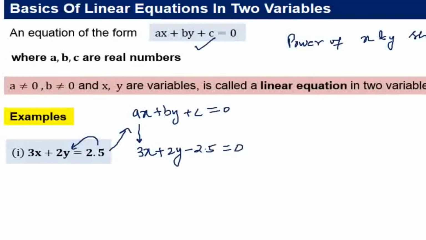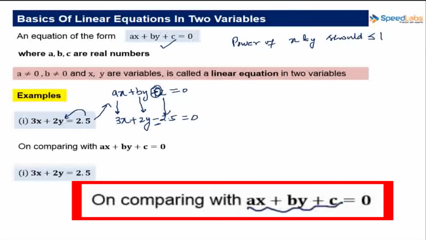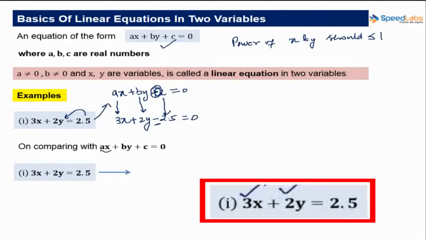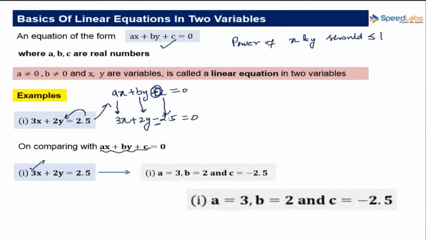Now what is the value of a? The value of a is 3. What is the value of b? It is 2. And what is the value of c? It will be minus 2.5, because here you can see the positive sign, but here there is a negative sign. So c will be minus 2.5. So if you compare this equation with the standard form, a is 3, b will be 2 and c will be minus 2.5.